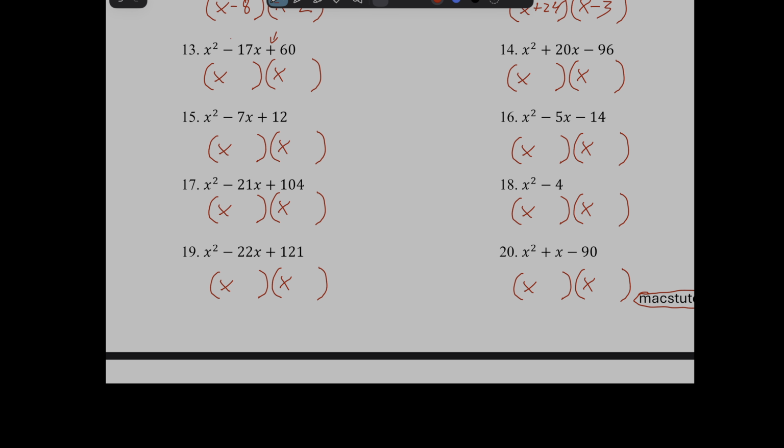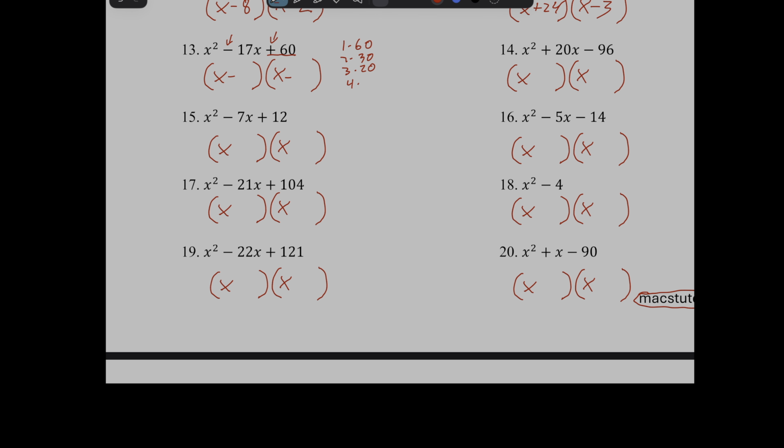Third term is positive. Signs are the same. Take the sign of the middle number. What multiplies to 60 but adds to 17? It's not 6 and 10. It's 15, 30... Well, I'm not finding it right away. 1 times 60, 2 times 30, 3 times 20. Well, that'll subtract to 17, but I need them to add.